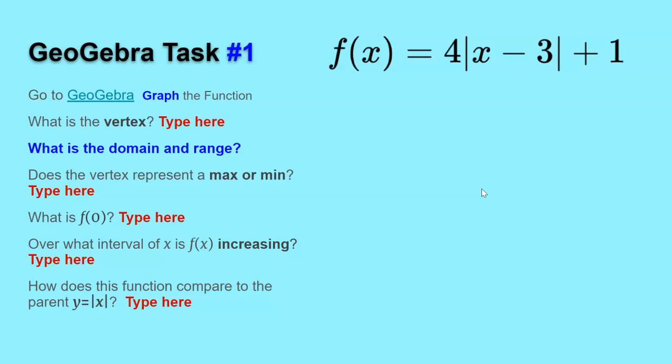What does the vertex represent? Is it a maximum or a minimum? What is f of 0? And over what interval of x is this function increasing? How does this function compare to the parent?